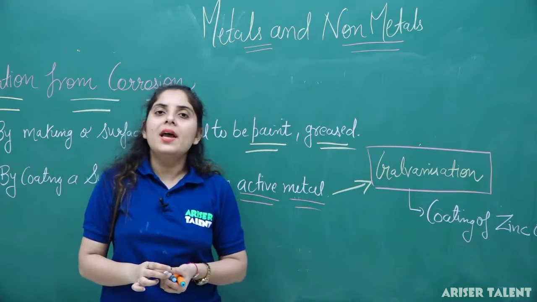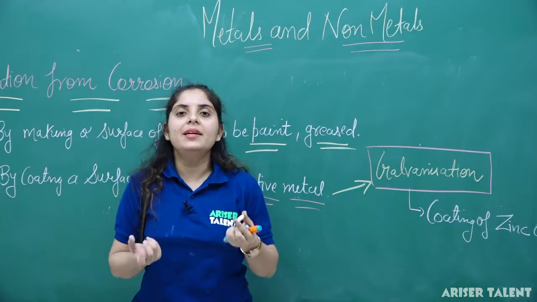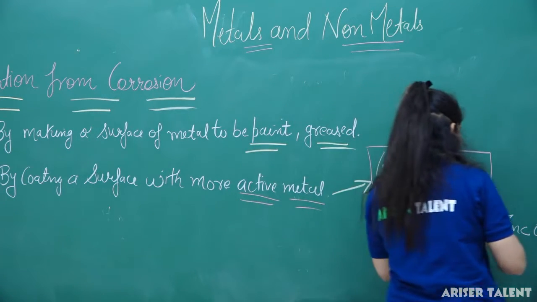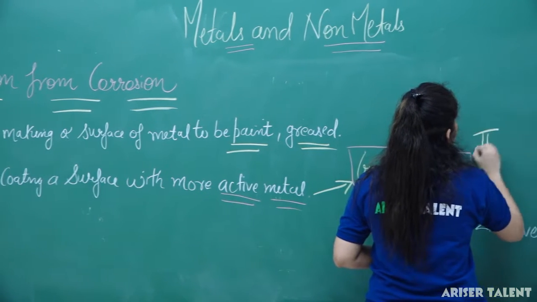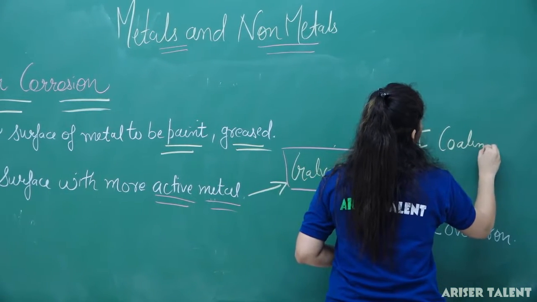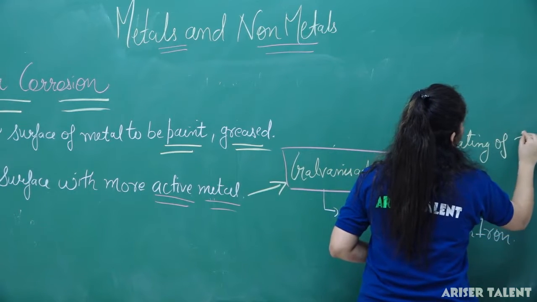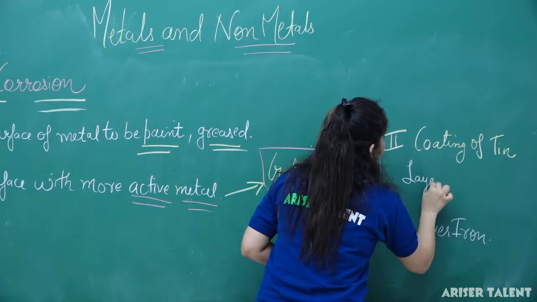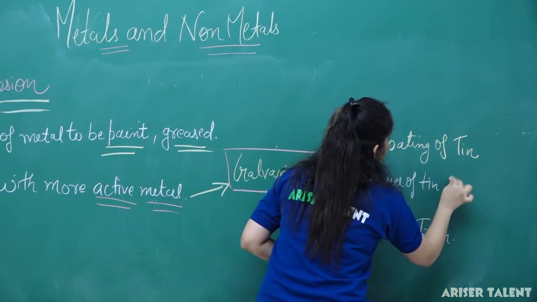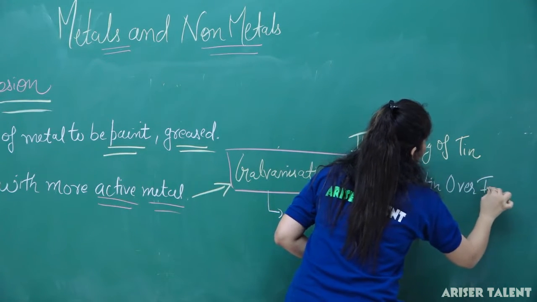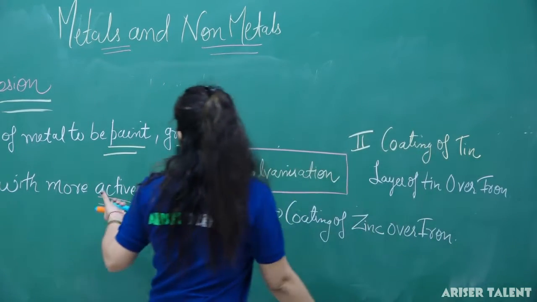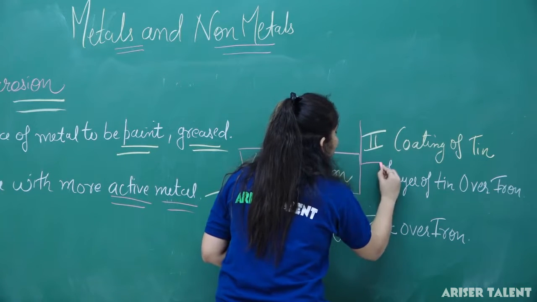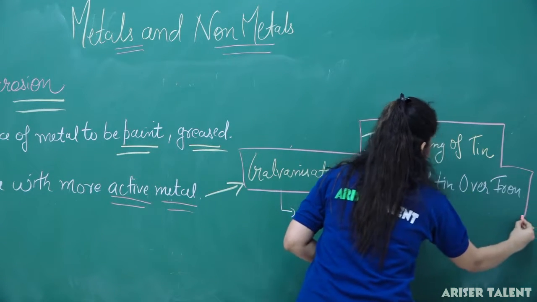Another method is coating of tin over the iron, and it is known as tin coating. So the next method, that is the second method, is coating of tin. It means a layer of tin over iron. So these are the two basic methods for the coating of any surface. First is galvanization and second one is coating of tin.